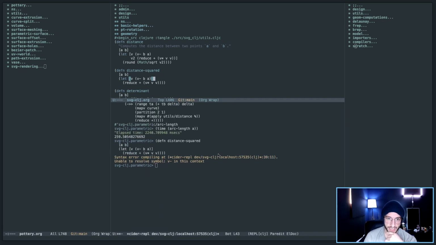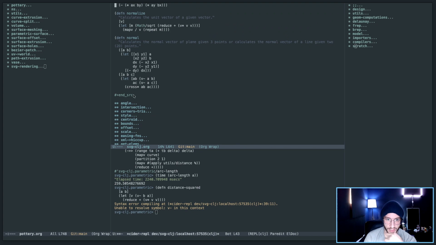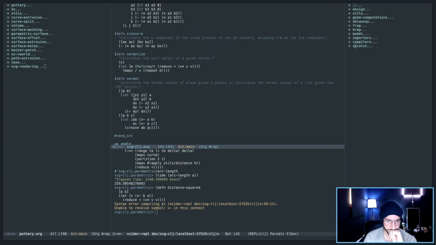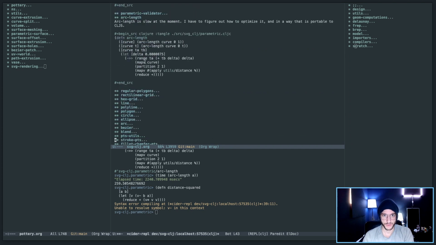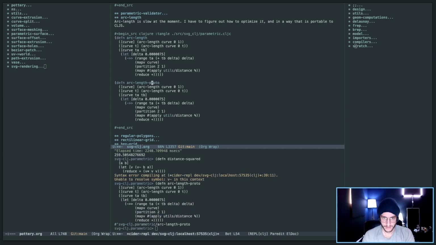Let's do the super naive thing that I'm almost certain is actually just wrong. Well, first of all, okay, let's zip on down to here. Let's make an intermediate function here. So arc length proto. Okay.